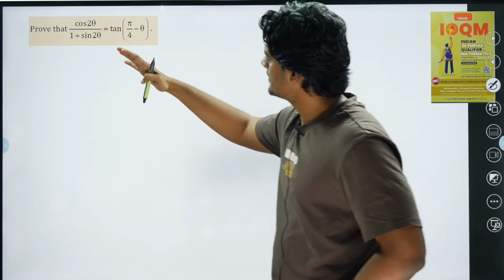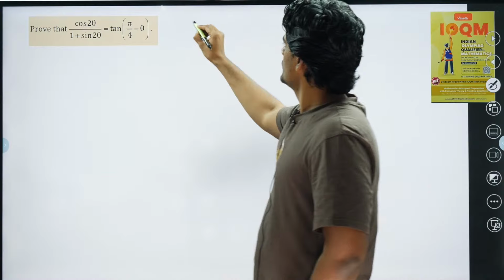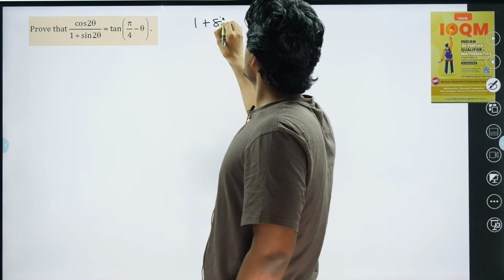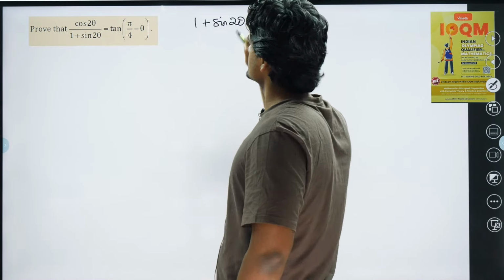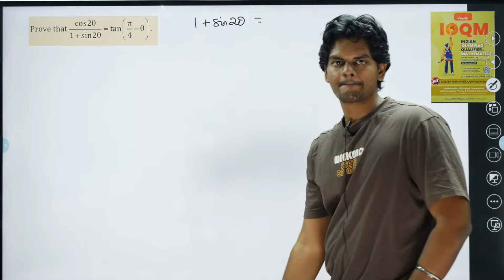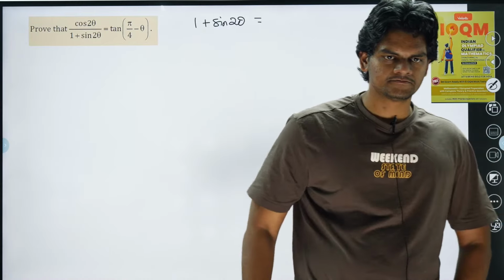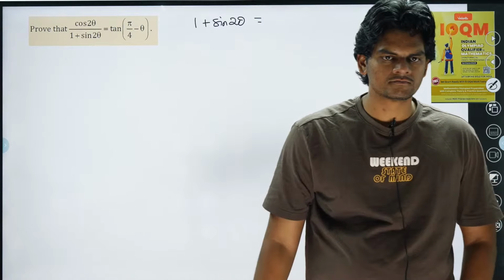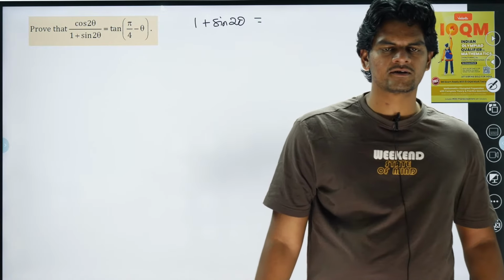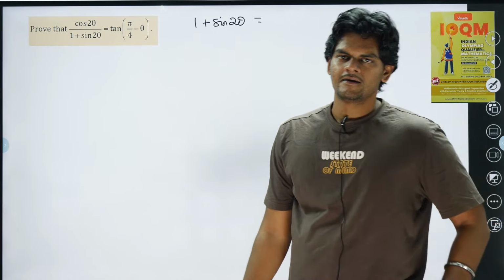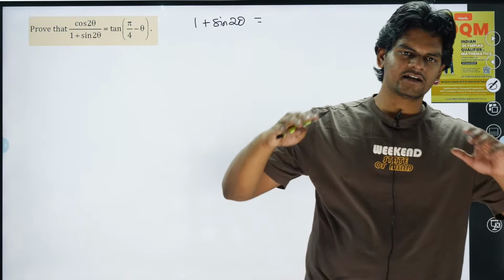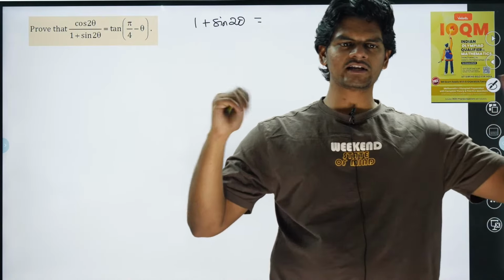Just convert everything in. What is 1 plus sine 2 theta? What is this? What is this? You just used formula, okay. Can this be written as something squared? Do you remember doing that?